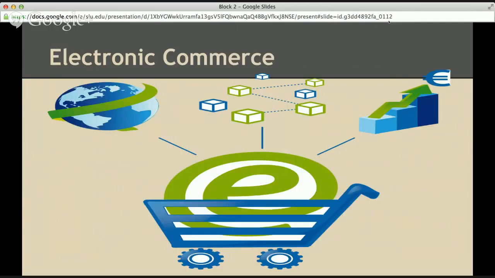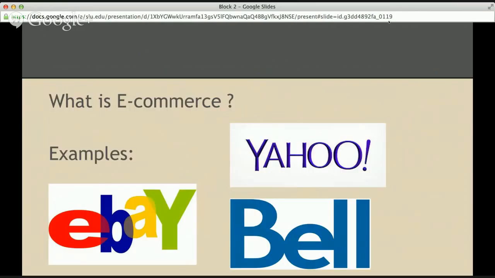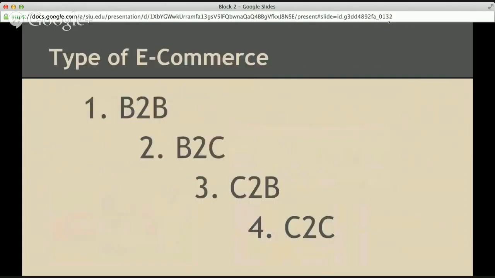Electronic commerce is also known as e-commerce. It is the trading of products and services using computer networks, like eBay and Yahoo. There are different types of e-commerce. The first one is business to business, then business to consumer, consumer to business, and consumer to consumer. One of the most important is business to business.